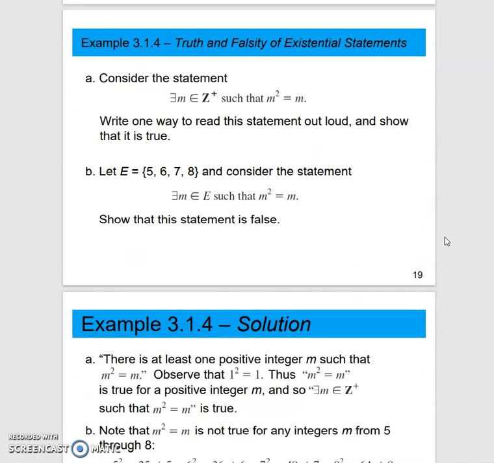Alright, let's determine if we've got some true statements. Again, let's read this aloud. So there exists a positive integer m such that m squared equals n. So it doesn't have to work for all of them. I just need one. And if I very deliberately pick one, it does work.